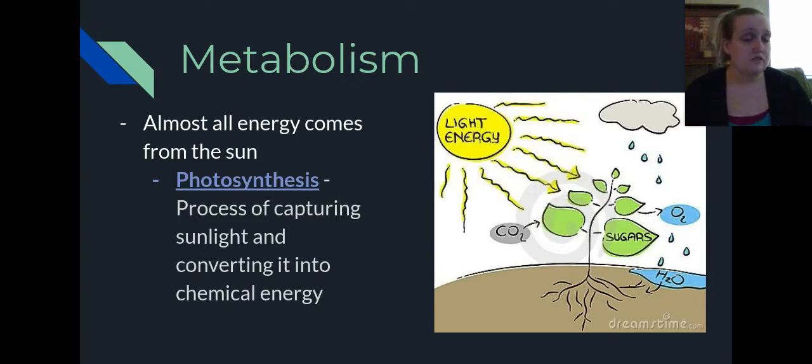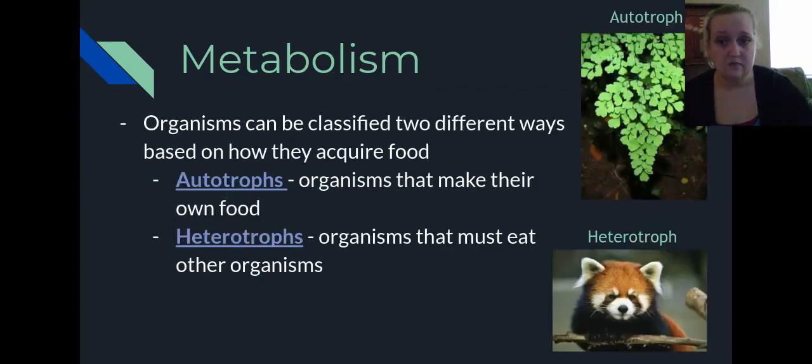The process of energy being captured from the sun is called photosynthesis. Plants are able to use photosynthesis. Some bacteria and algae are all able to do this. And that is where an organism will capture sunlight and convert it into chemical energy, which is the type of food source that's found in things that we eat.